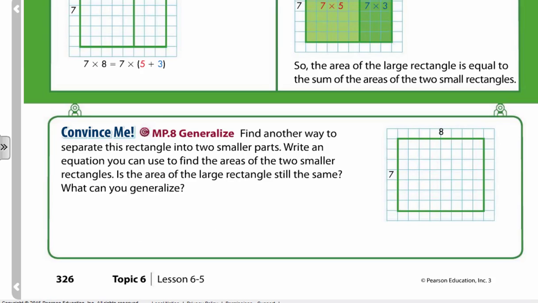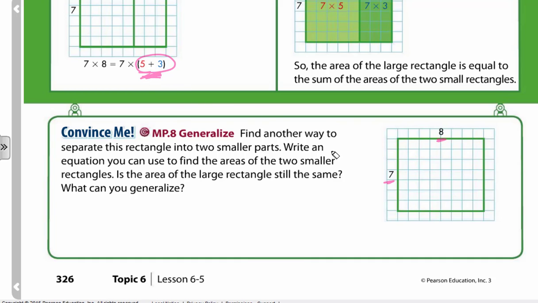Omar? Yes, mister. Go ahead. Find another way to separate this rectangle into two smaller parts. Okay, the way used is 5 and 3, 5 plus 3. It was 7 and 8. We break the 8 into 5 plus 3.